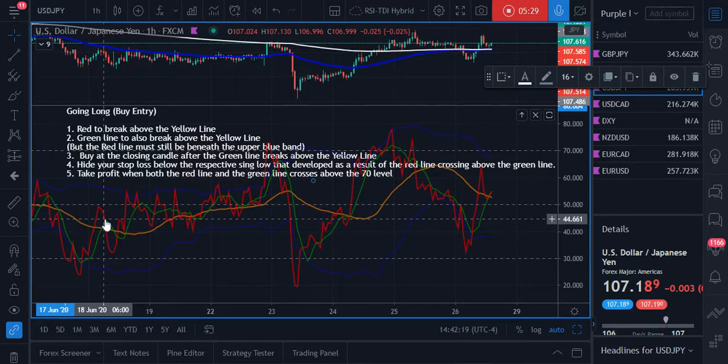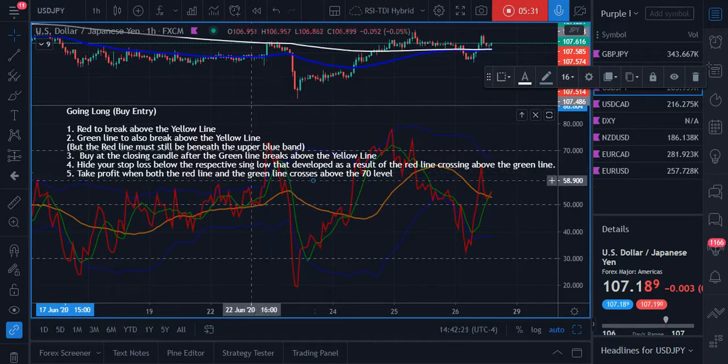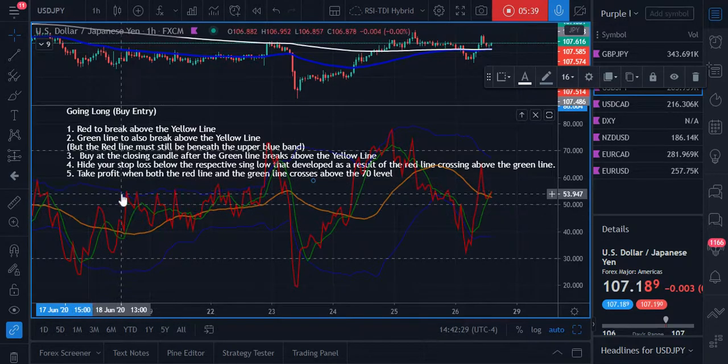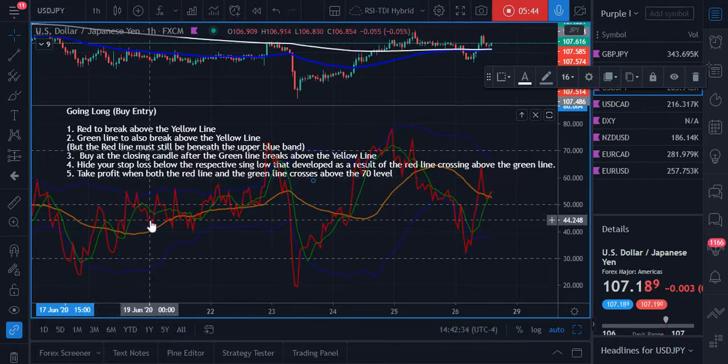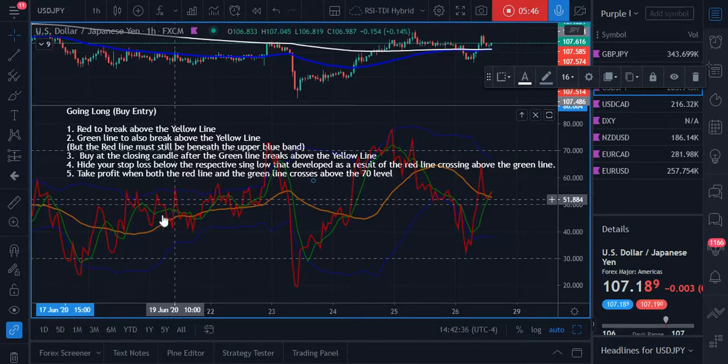Okay, but the red cannot be out of the water. You see this blue line is out of the water. The red still has to be in the water. It can't be out of the water. Okay, I call that the shark. The shark must still stay in the water. And then you're looking to buy at the closing candle after the green line breaks.